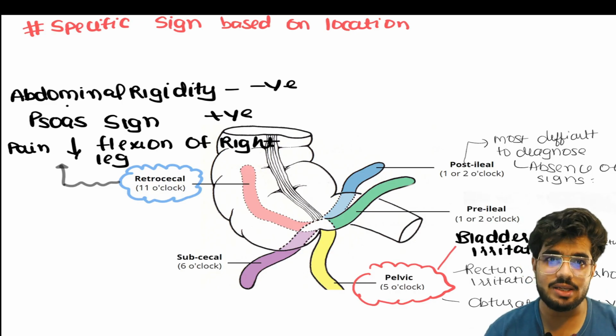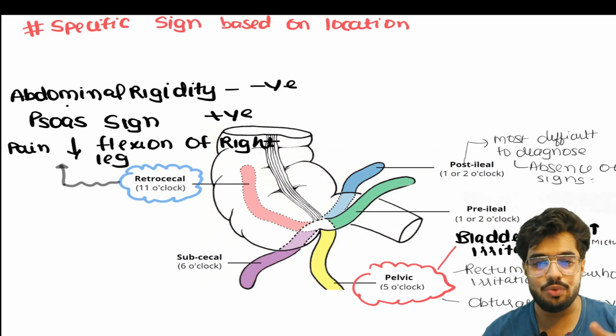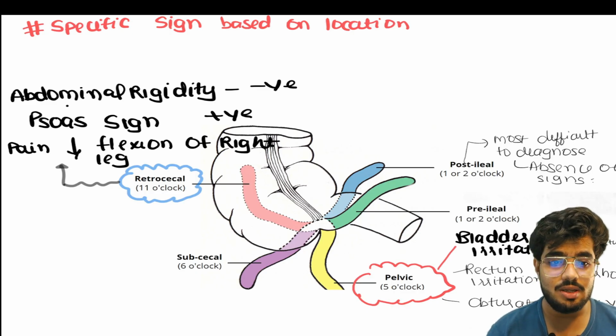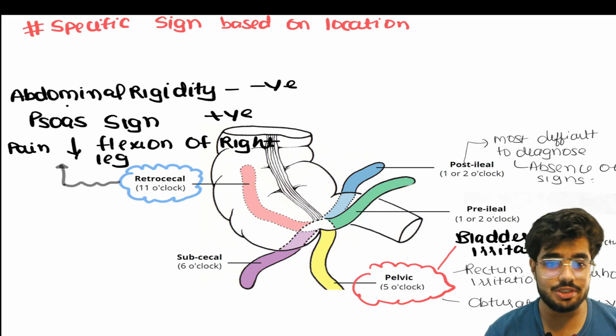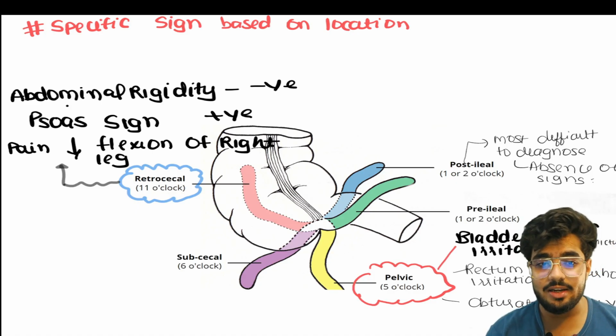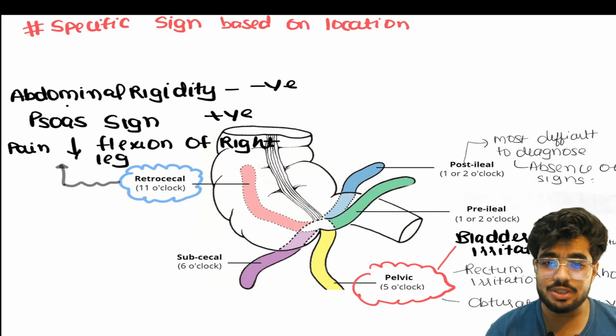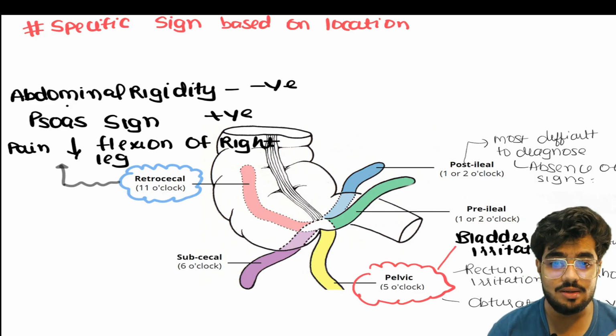In case of the pelvic, as the appendicular tip is towards the pelvis, the bladder is over there, it can irritate the bladder, that can increase the frequency of micturition, and it can also irritate the rectum and it can lead to diarrhea, pelvic diarrhea. And obturator sign will be positive in case of a pelvic position of the tip of the appendix.